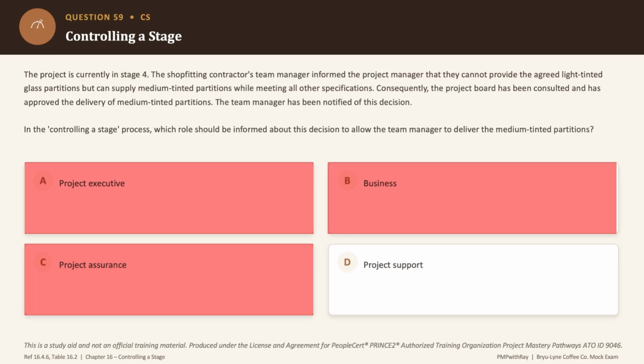Now here's the thing, project support maintains the product documentation and configuration records, very important, okay? Now if you think about it, once an off specification gets agreed and delivered, somebody has to update the records to reflect the medium tinted partitions instead of the light tinted ones, okay? And that is exactly the job of project support as per the RACI matrix for this particular task, okay? So the correct answer to this question is option D, project support.